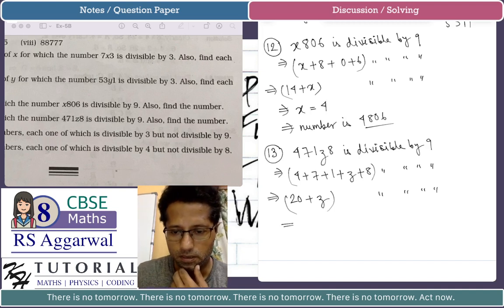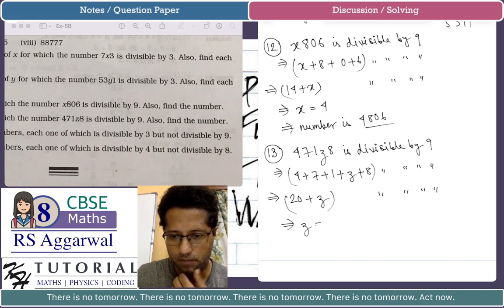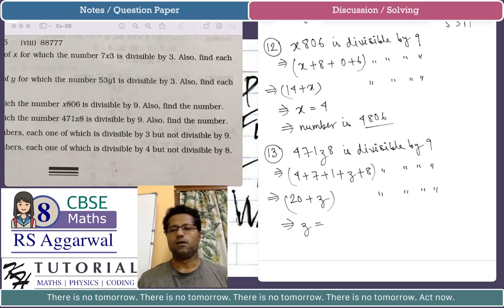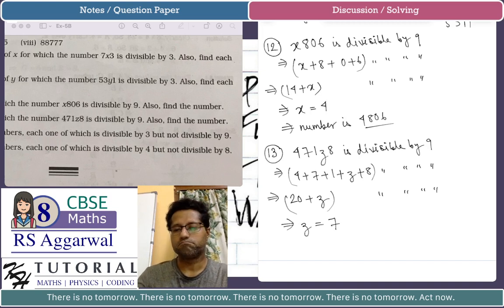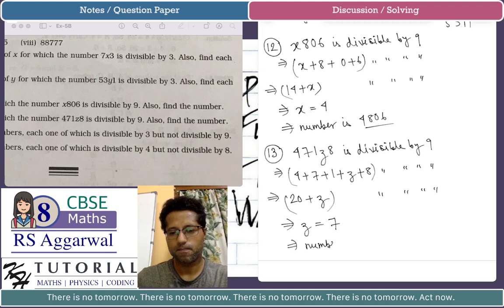Now the least value that will make 20 plus z divisible by 9 is obviously 7. Now we can have no more digits. So the only value of z is basically 7. This implies the number is 47178.